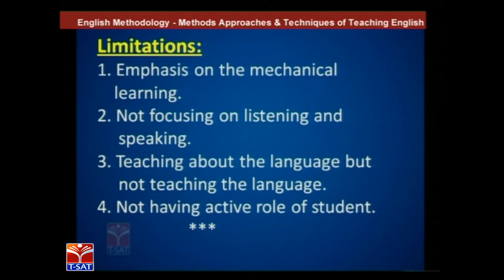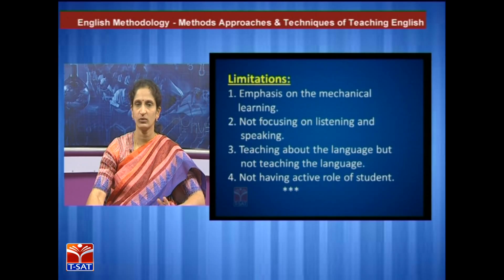The next one is not focusing on listening and speaking. Here it focuses mainly on reading and writing, but gives less importance to listening and speaking. As a part of language skills, we have to concentrate on 4 major basic skills: L, S, R and W. Equal importance should be given to teaching or learning the language. But the grammar translation method gives more importance to reading and writing, and not to listening and speaking. That was a drawback, or limitation, of the grammar translation method.